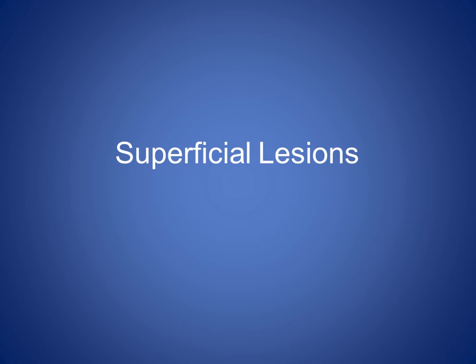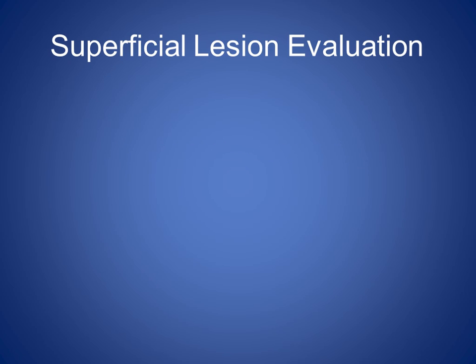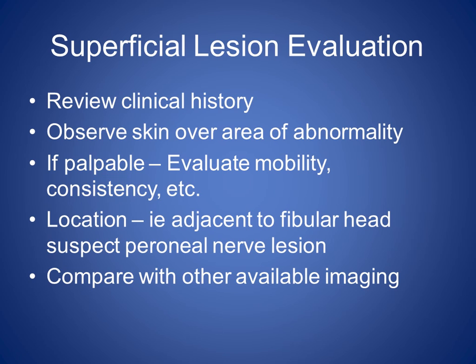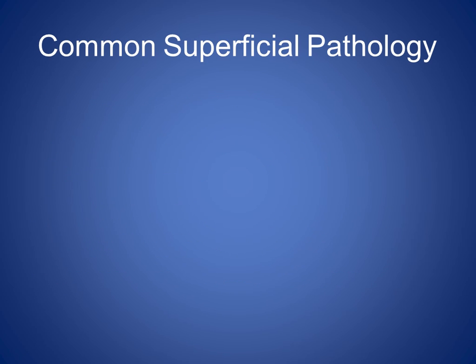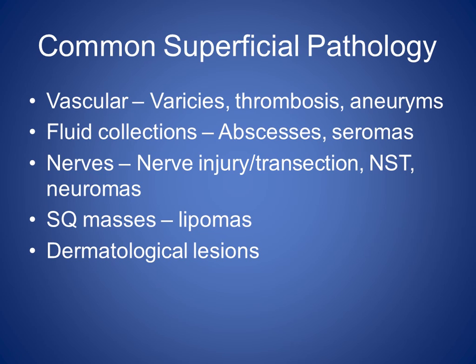Just briefly, let's talk about superficial lesions for a second. Often the thigh and leg is a good place to get evaluation of superficial lesions from clinicians, family practice, and so on. So again, use all the tools we have. Review the clinical history, look at the skin, palpate it. Specific locations may key you off to a lesion, like the area of the fibular head, where you get a peroneal nerve lesion or neuroma. Other available imaging helps too. Typical things that we see, of course, are varices, fluid collections, abscesses, nerves, lipomas, and sometimes dermatologic lesions.